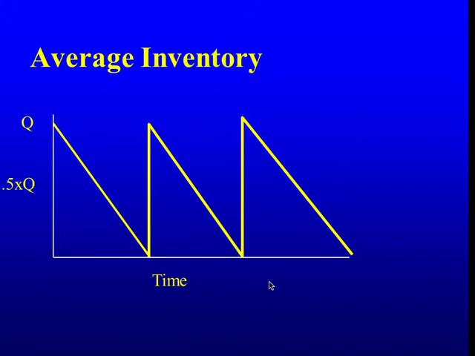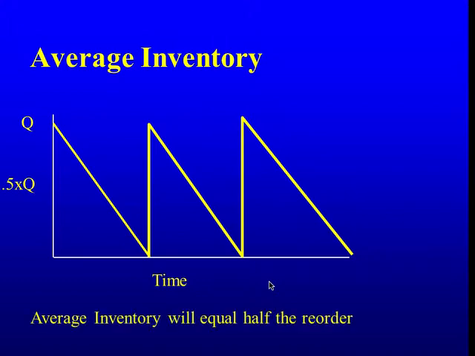Now, once we know what the quantity of Q is, we also know an important factor in that, what the average inventory is. In other words, the average inventory for this input would be 0.5, or 1/2 of Q, because on average that is the amount of inventory that would be in storage at any particular point in time. So once we know Q, we also know the average inventory.